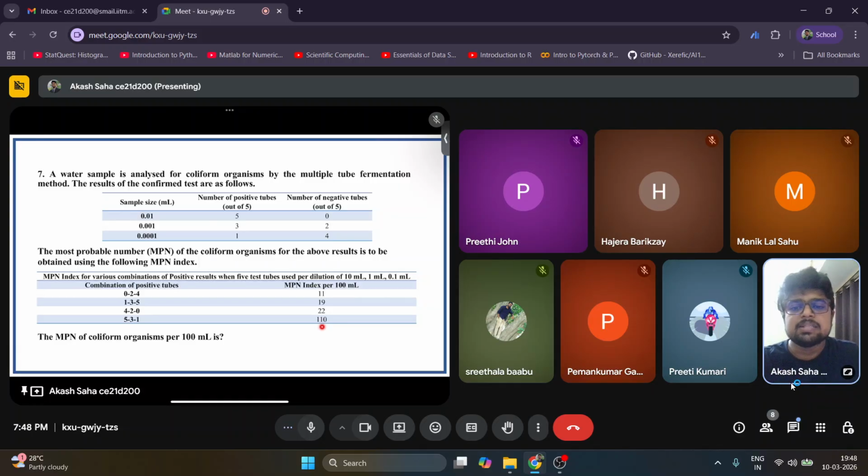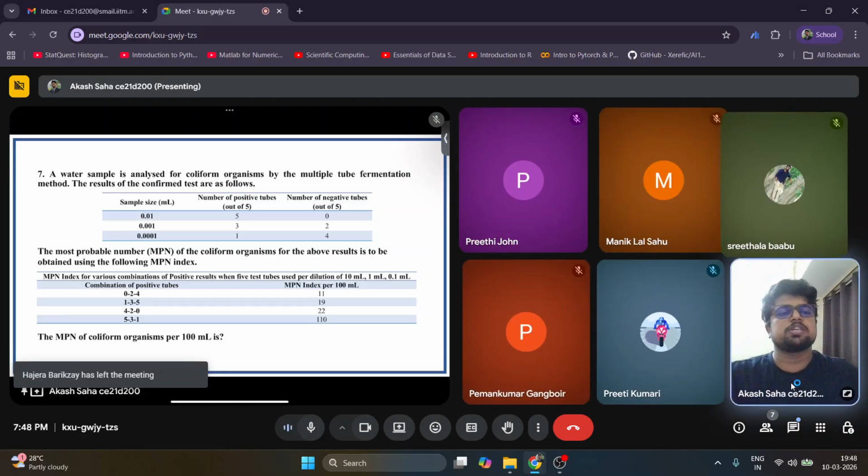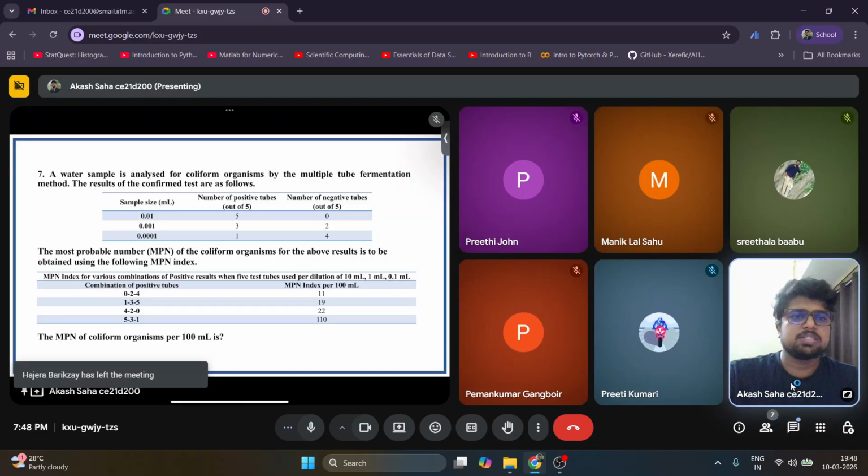But remember, this 110 value is corresponding to 10 ml, 1 ml, and 0.1 ml of sample. So this table is formed corresponding to always this sample. But we have some different samples, and we calculated it is 1000 times lesser. So we have to just multiply 110 into 1000. So the final answer will be 110000. Is it okay?